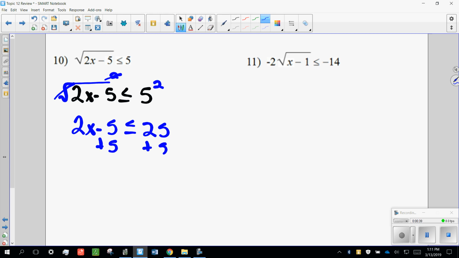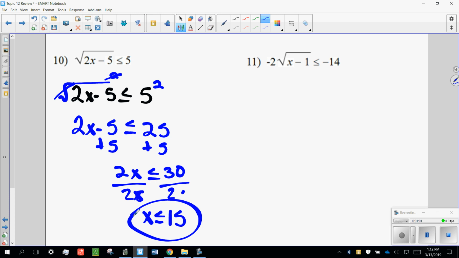Then we add 5 to both sides. 2x is less than or equal to 30. Divide by 2. Not the 2x, just the 2. Leave the x. So 2 divided by 2 is 1. That just leaves us with x is less than or equal to 15.